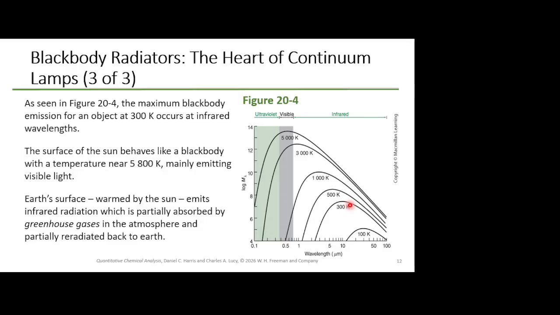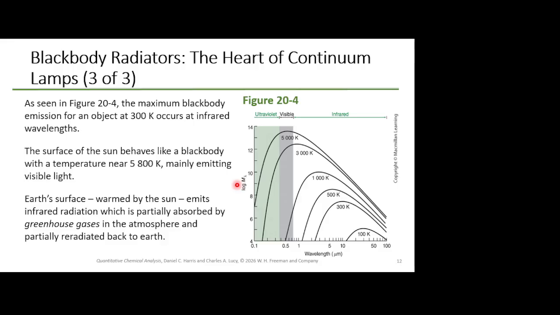The surface of the sun is actually going to behave like a black body. Its temperature is going to be nearly 5,800 Kelvin. And so what you see is it mostly emits visible light, but it has a fairly large quantity of ultraviolet that it releases as well. And then it curtails downwards here. Notice, though, that even the downward slope here is always higher than the previous temperatures.